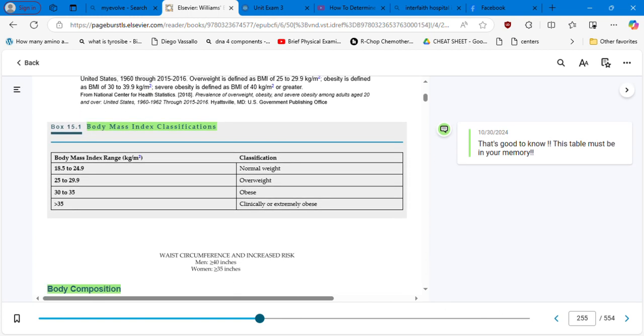Okay, so this is a table that must be in your memory, the body mass index. You need to know what is a normal weight in terms of BMI, what is obese. The BMI between 30 and 35 is obese, and above 35 is extremely obese.